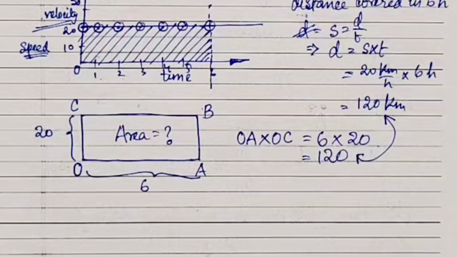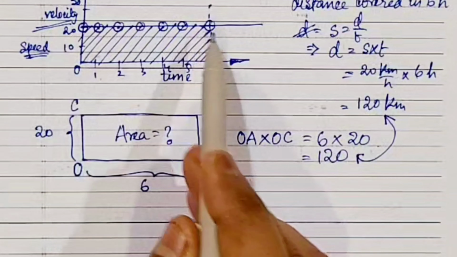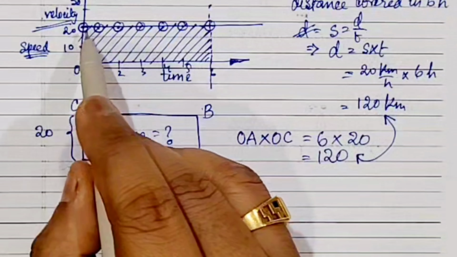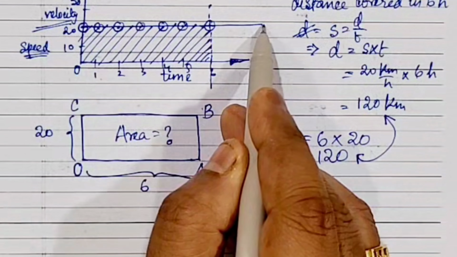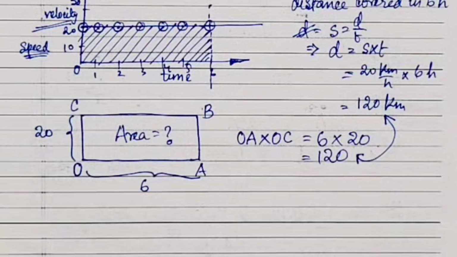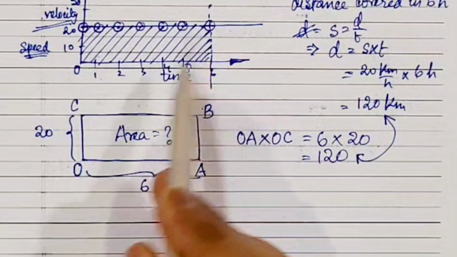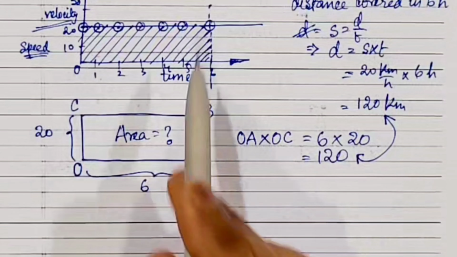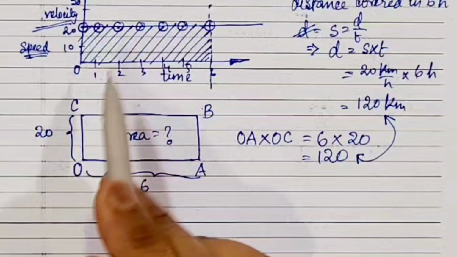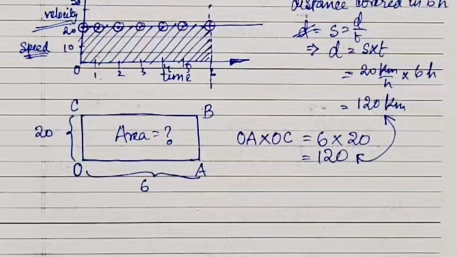So in the graph, if you plot the speed, this line was your speed plot. If you plot the speed and then find the area enclosed between the speed plot and the time axis for a given amount of time, the area of that enclosed figure is your distance covered.